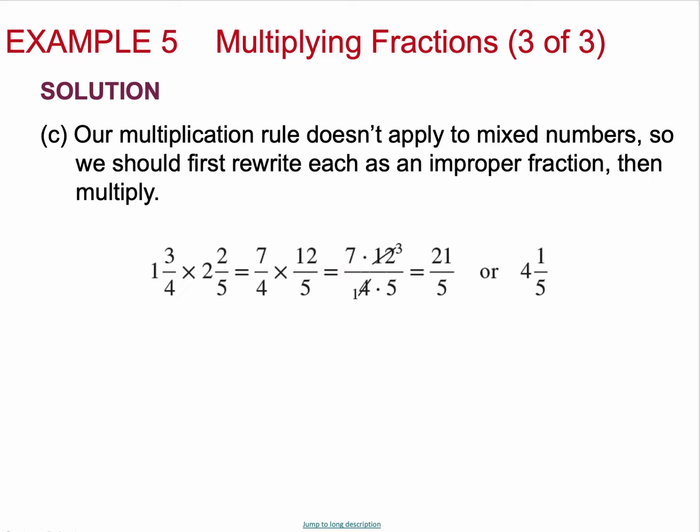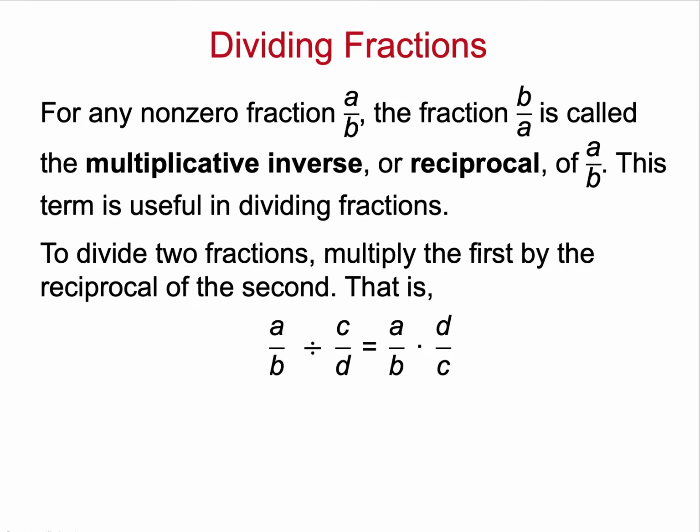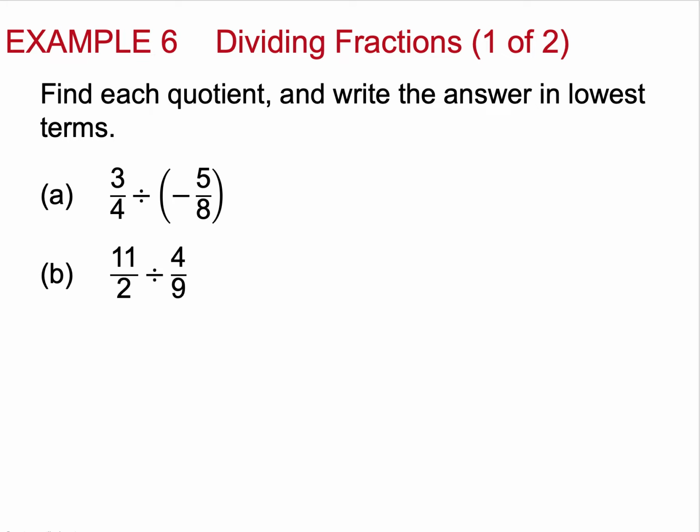Now this problem has a lot of steps because 21 over 5 is not an acceptable final answer. You're going to need to convert that over to a mixed number. If I want to divide fractions, this is a bit of an interesting case, I need to flip the second number and then multiply. So notice a over b divided by c over d becomes a over b times d over c. So let's see this in action.